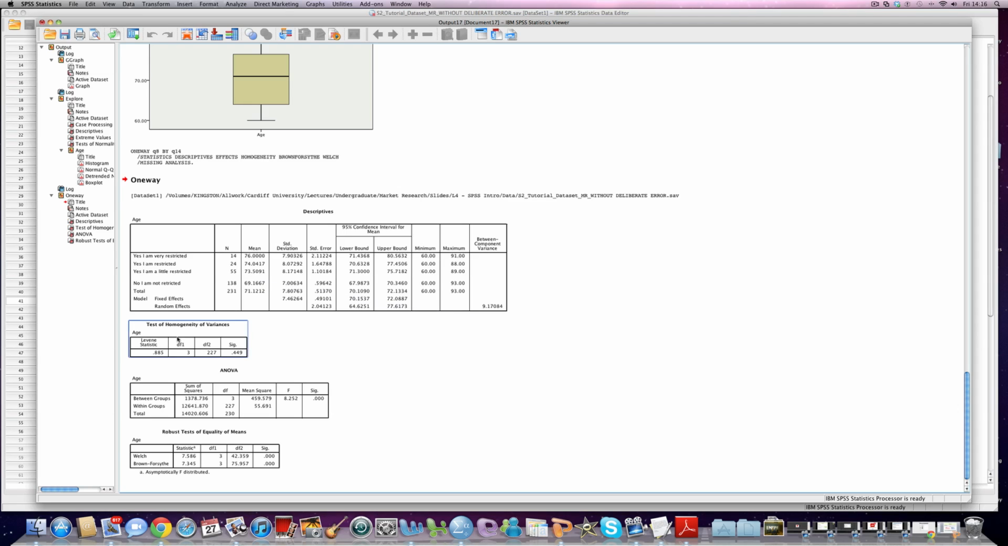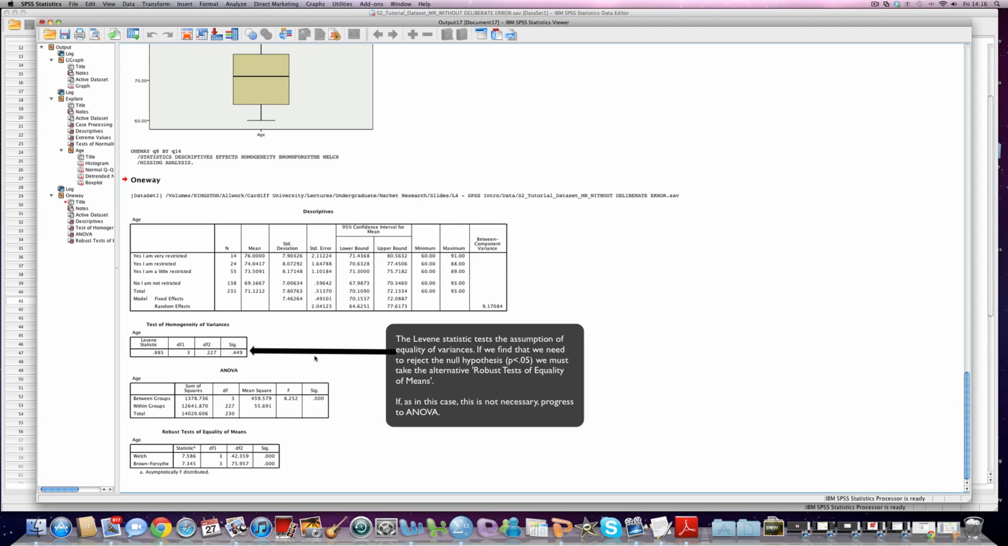Okay, so the next test is the homogeneity of variance, and this is really important. The null hypothesis being there is no difference in the variance of our groups. And if it's over 0.05, we know that we can accept the null hypothesis, but we haven't violated our assumption. In that situation, we can therefore take the ANOVA test.